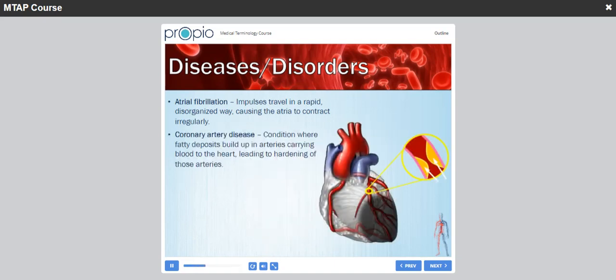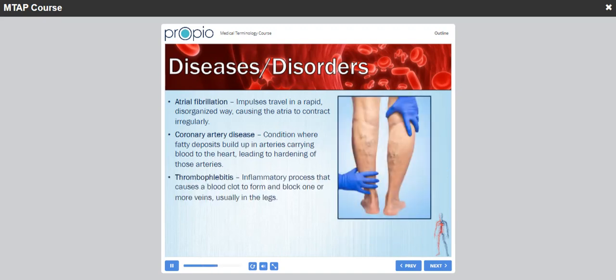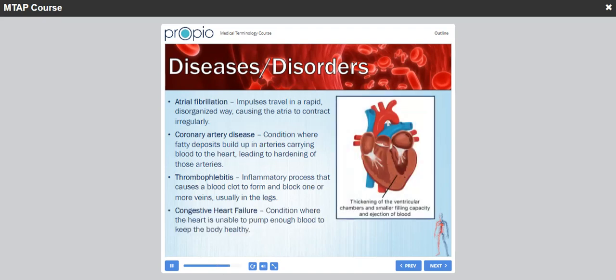Thrombophlebitis. It's an inflammatory process that causes blood clot to form and block one or more veins, usually in the legs. Congestive heart failure, CHF, the condition where the heart is unable to pump enough blood to keep the body healthy. Thrombosis is a formation of a blood clot that can partially or completely obstruct the blood flow in a vessel.